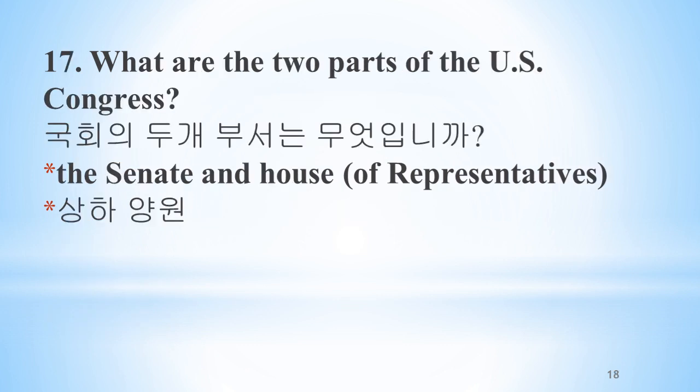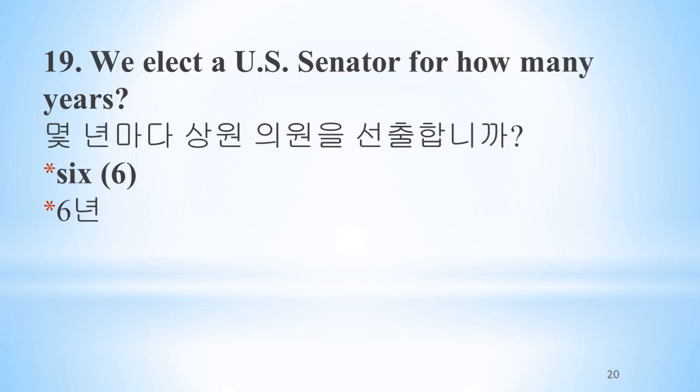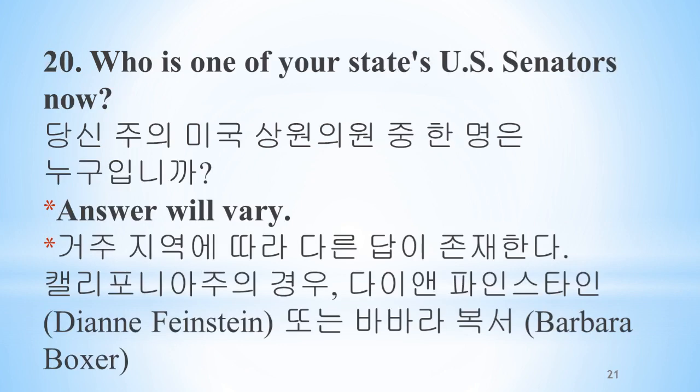What are the 2 parts of the U.S. Congress? The Senate and House of Representatives. How many U.S. senators are there? 100. We elect a U.S. senator for how many years? 6. Who is one of your state's U.S. senators now? Answer will vary.